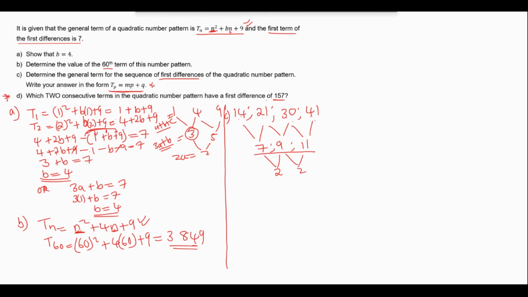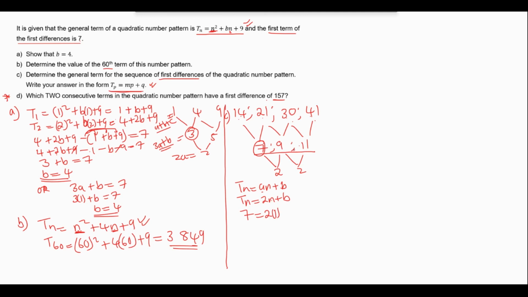Let's just ignore this. We know that we use Tn = An + B, where A is the constant difference. The difference for this linear sequence, 7, 9, 11, is 2. So we say Tn = 2n + B. Then how do we find B? We can use 7, which is term number 1. So we say 7 = 2, and where there's n, we put 1.